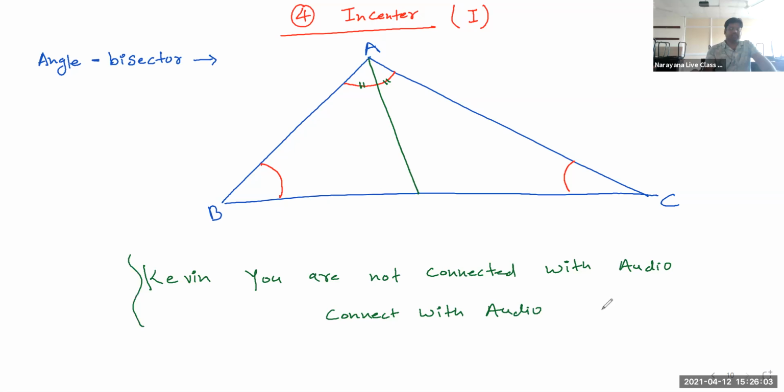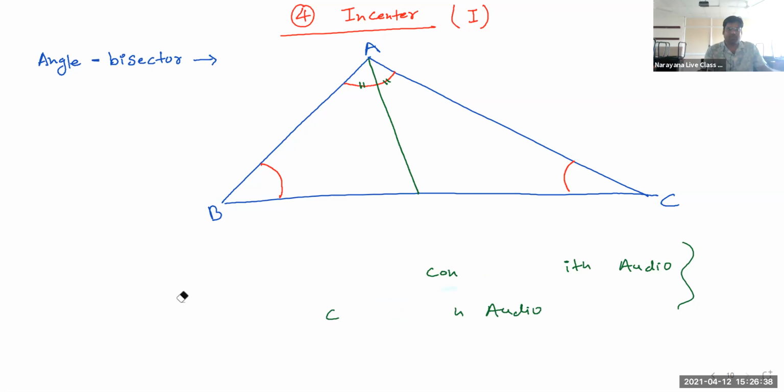Because Kevin can see the shared screen, but he can't listen because he's not connected with audio. Yeah, Kevin connected. Now he connected. Yes, sir. Now Kevin can listen. Okay, great. I could not connect to my audio, sir. Yes, Kevin, right now you are connected with audio, so you can hear me. That's why I write here on the screen so that you get connected to audio.